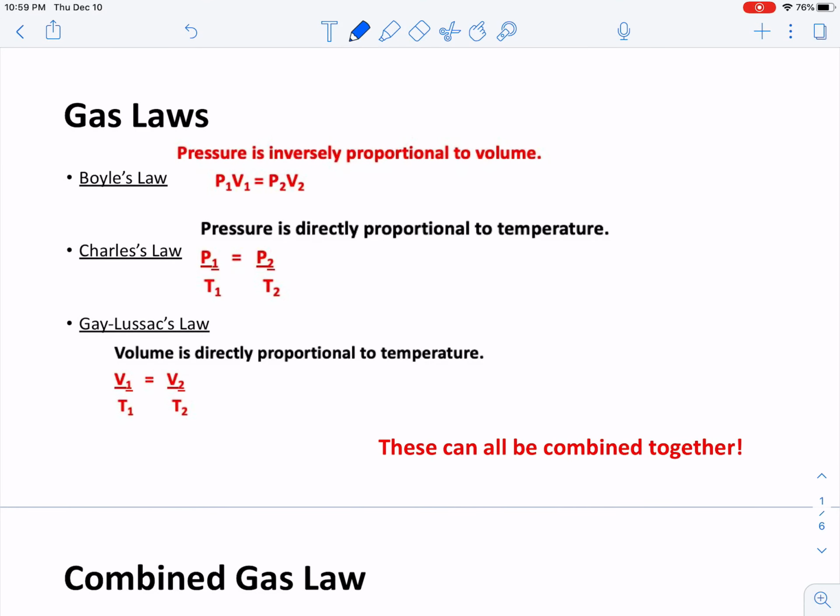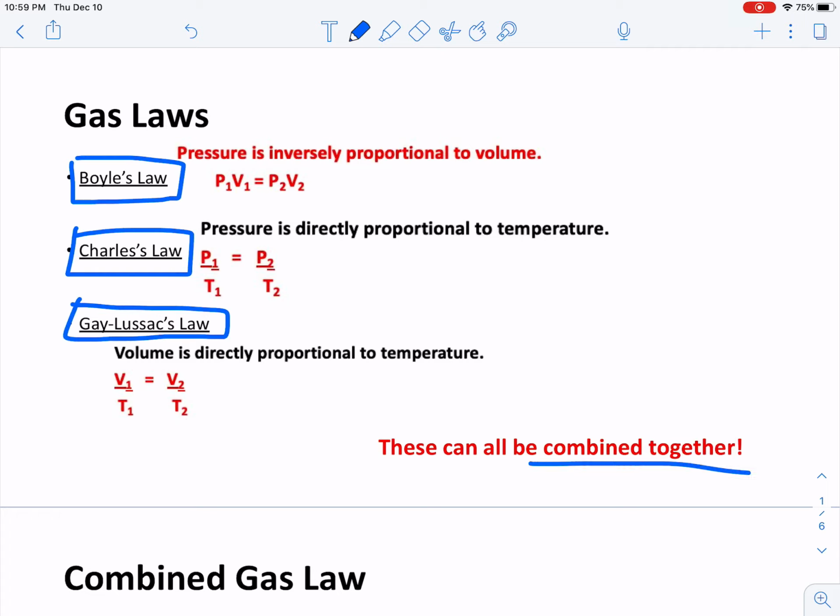Hey there, Science2 kiddos. I'm going to use this final set of slides and video to go through what's called the combined gas law. So we've covered the three gas laws separately: Boyle's law, Charles's law, and Gay-Lussac's law. And it turns out, as many of you hopefully have maybe put together, that these can all be combined. So let me show you.